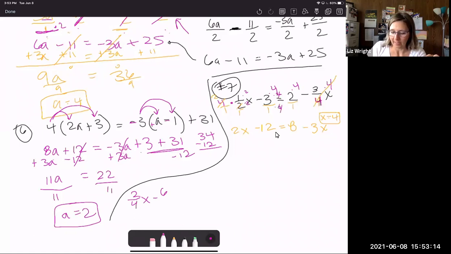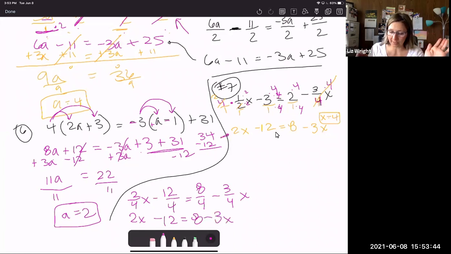So we'd get negative 12 over 4 equals, we're going to multiply this by 4 and that by 4. So then we get equals 8 over 4 minus 3/4 x. You could do it that way too. And then from that point, you're taking just the numerators and you would get 2x minus 12 equals 8 minus 3x, which is exactly what we got at this step. So choose either one of those ways, whether you're getting everything with a common denominator or you're eliminating your denominator. This is the eliminate.